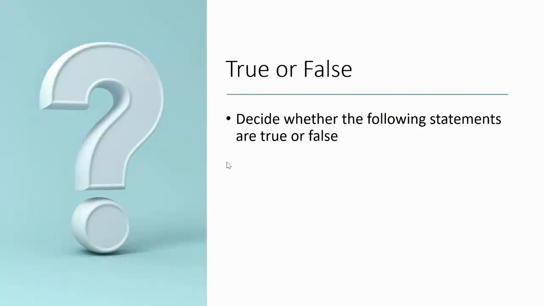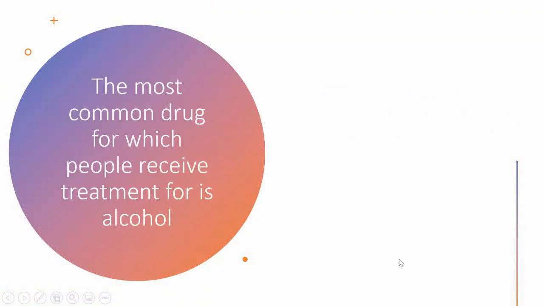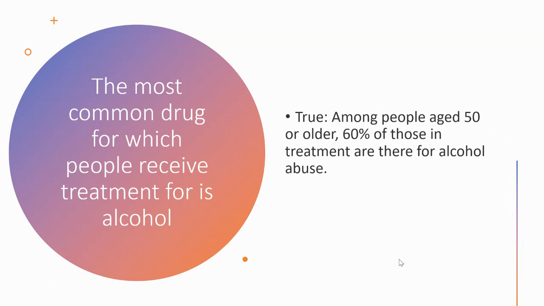So I'm going to read a couple of statements, and in your head, or you can say it out loud, of course, I want you to decide whether the statement is true or false. The first: the most common drug for which people receive treatment is alcohol. So is that true or false? It is true. Among people age 50 or older, 60% of those are in treatment for alcohol abuse.